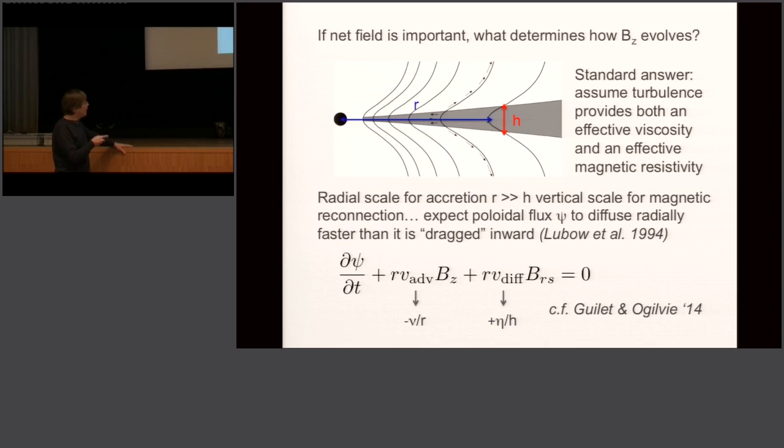A theory for this was developed by Steve Lubow and collaborators a long time ago. It's recently been revisited by some people in the last few years, and it has a rather simple one-dimensional description. The poloidal flux that's threading the disk, its time evolution has an advective piece and a diffusive piece, and the key point is that the advective piece depends on the viscosity divided by the radius, and the diffusive piece depends on the resistivity divided by the scale height. And because the scale height is generally much smaller than the radius, the diffusive piece tends to be larger than the advective piece, and so magnetic fields do not get pulled in very efficiently towards the star.